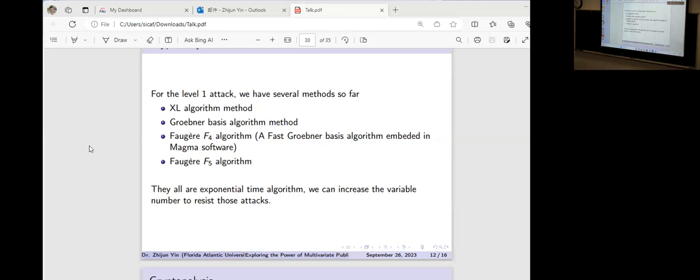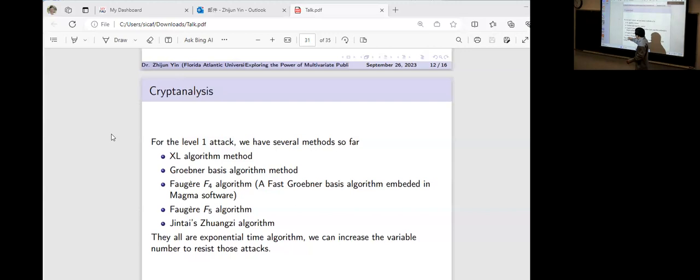And also, my PhD advisor, Jintai Ding, has an algorithm called Zhuang's algorithm. He tries to transform the problem of solving a multivariable polynomial equation system into solving a single variable polynomial, but over a larger field. But all those algorithms are exponential time, which means we can increase the variable number to resist those attacks so far.